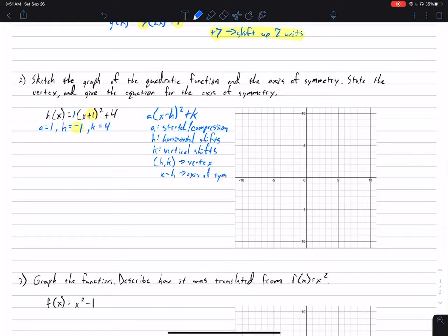Actually, let's start with the vertex. The vertex is pretty simple. Vertex is HK, so my vertex is going to be -1, 4. I'm going to plot that point right away. -1, 4 there.